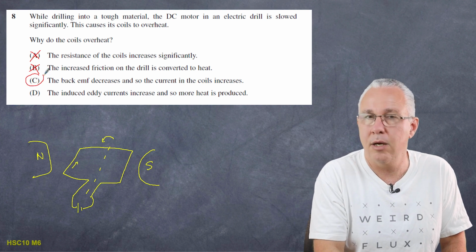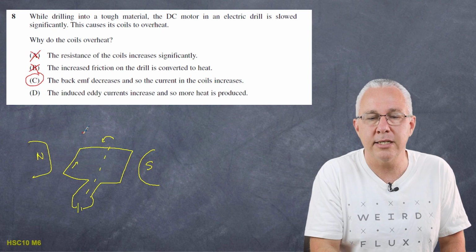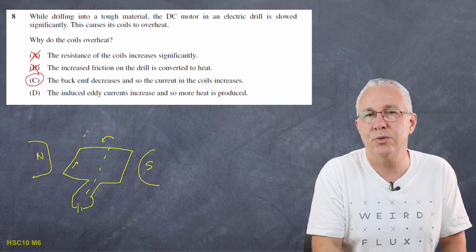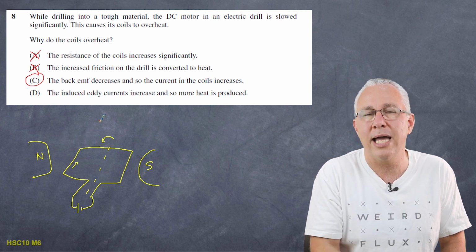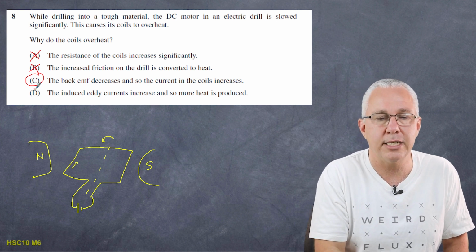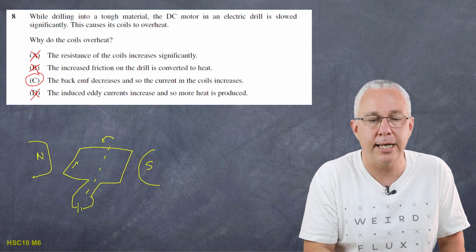That's exactly what's happened. Let's just double check with D. The induced eddy currents increase, and so more heat is produced. That's not the case here because we're not inducing eddy currents. We're actually taking away any so-called electromagnetic induction. So that is incorrect. So there is the answer for question number 8.